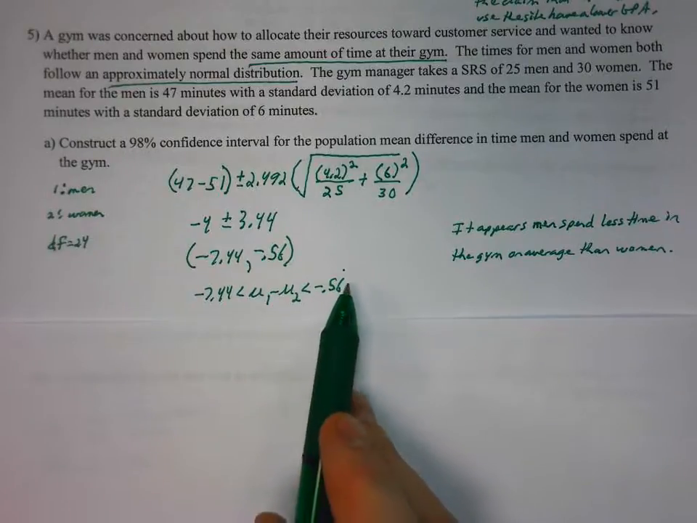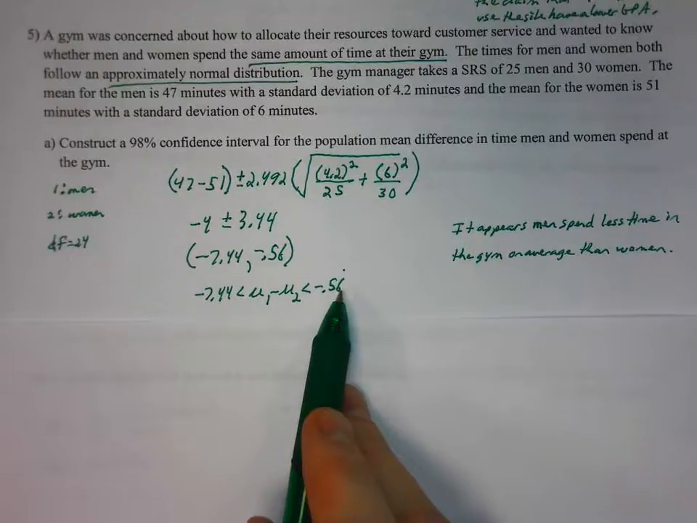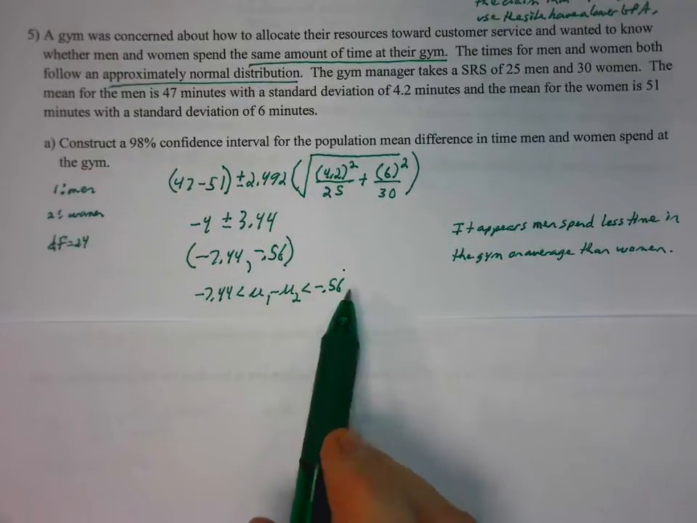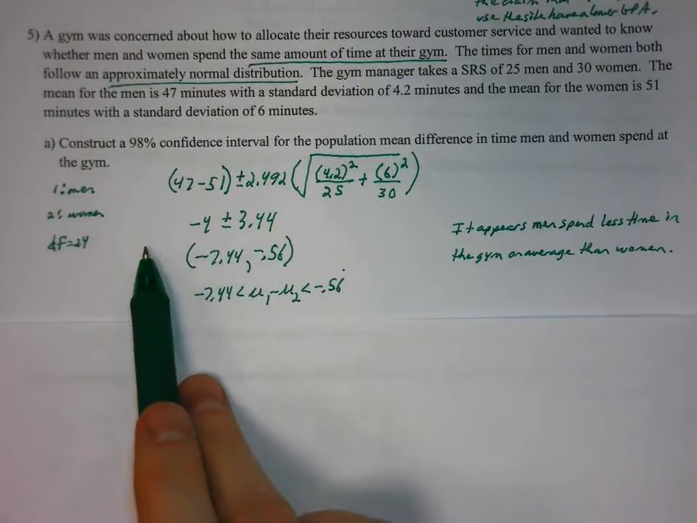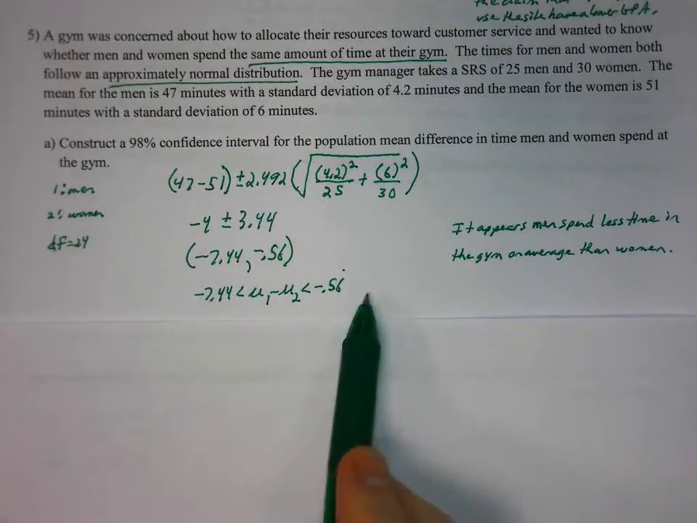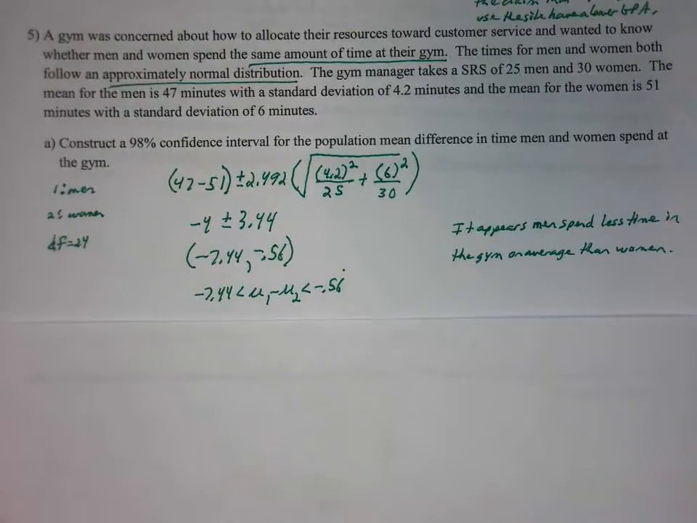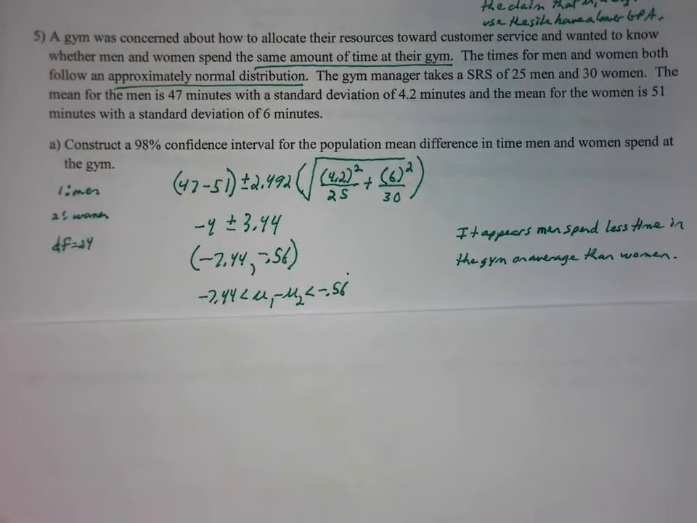And if the upper bound was positive, so if this one was still negative 7.44 and the other bound was positive 0.56, or positive anything, then 0 would be in that interval, which would indicate that 0 is a realistic possibility for the difference in the population means, mu1 minus mu2. If 0 is in the interval, then you couldn't say that there was any difference between the time spent in the gym.